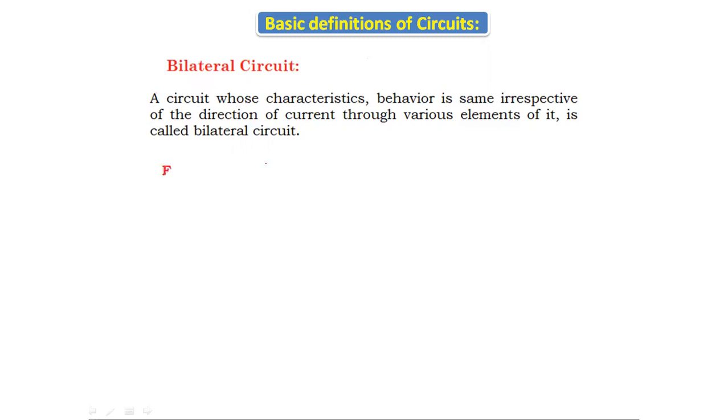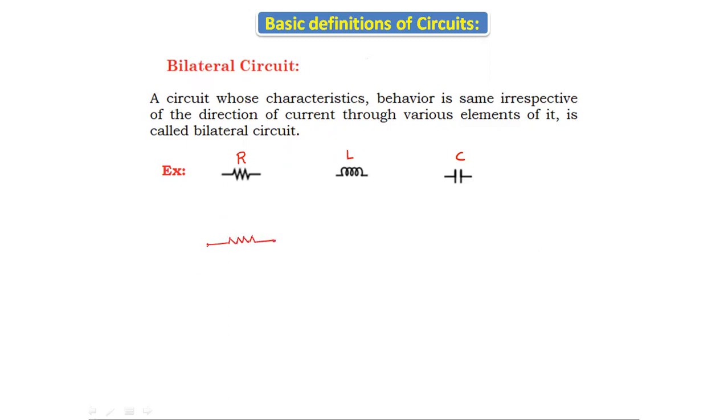Examples of bilateral elements are the resistor, the inductor, and the capacitor. The resistor is denoted by the letter R, the inductor is denoted by the letter L, and the capacitor is denoted by C. In the bilateral elements, let me take one example, a resistor.